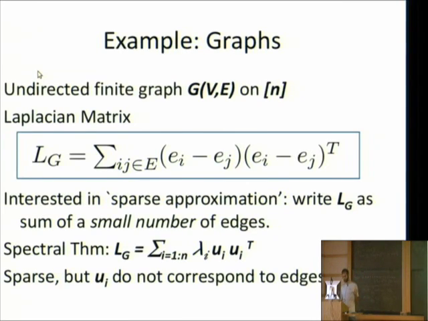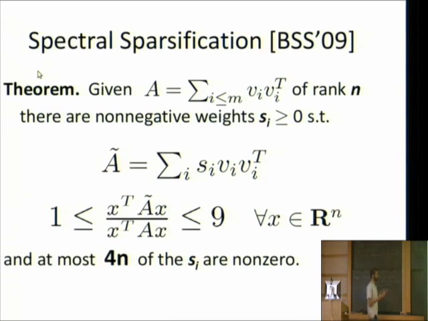One of the theorems which we proved remedies this, and basically what we showed is that you can always choose your vectors to be v_i if you're willing to settle for an approximation. The theorem is this: given any matrix A of rank n written as a sum of m outer products v_i v_i transpose, I can find some non-negative weights s_i, so that when I look at this matrix A tilde, which is the sum of s_i v_i v_i transpose, it's close to A in the sense that the quadratic form of A tilde is within a constant factor of the quadratic form of A for all real vectors. And at most 4n of the weights s_i are non-zero.